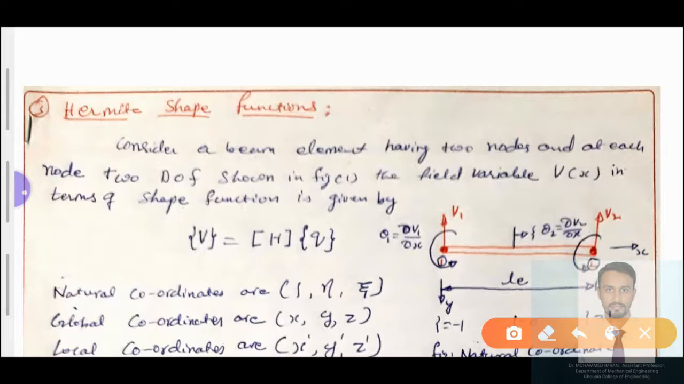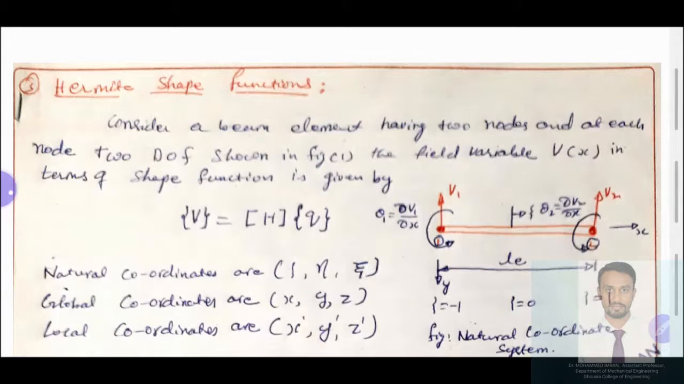Now next, a very important bit in this module number 3 part A, which several times arises in your external examination: derive an expression for a Hermite shape function for a beam element. Hermite shape functions we need to derive for a given beam element. In this video we'll get the idea of the Hermite shape function for a beam element.